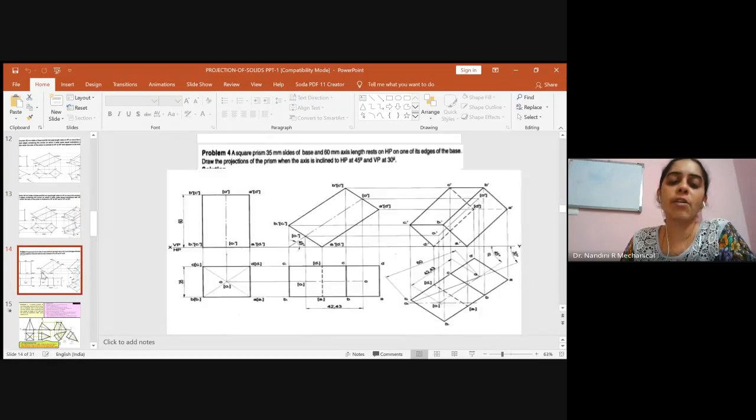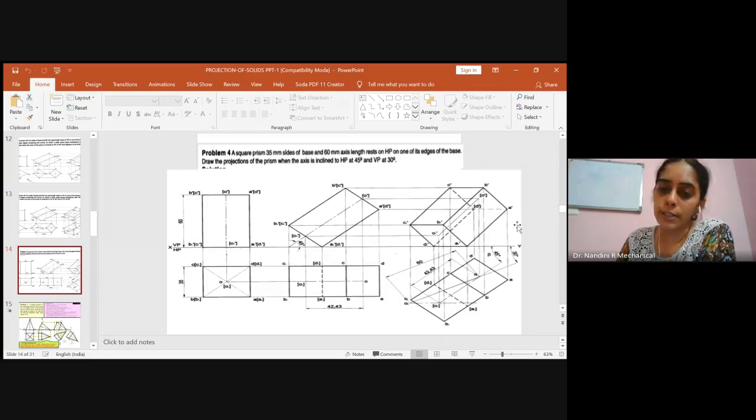But whenever it is resting on one of its sides, both will not be on the same line. It will be coming in a different locus. Be careful. So then you take the projections from each corner of the front view and the top view.